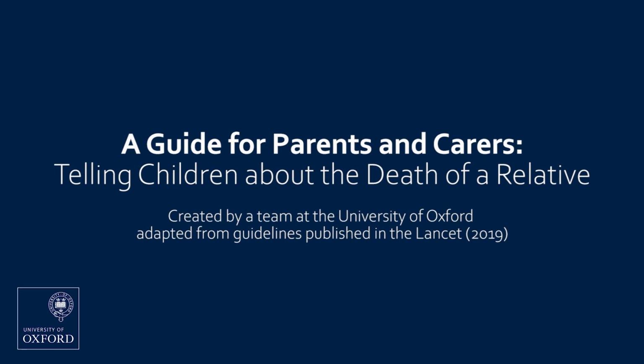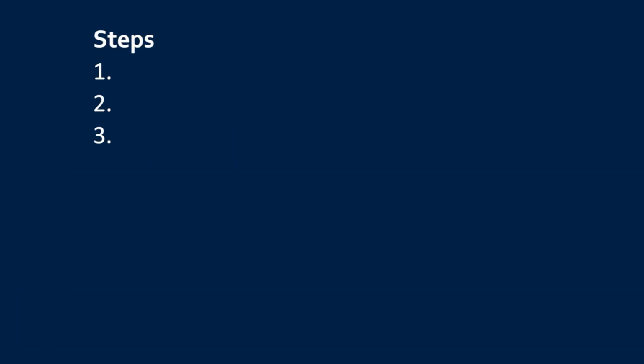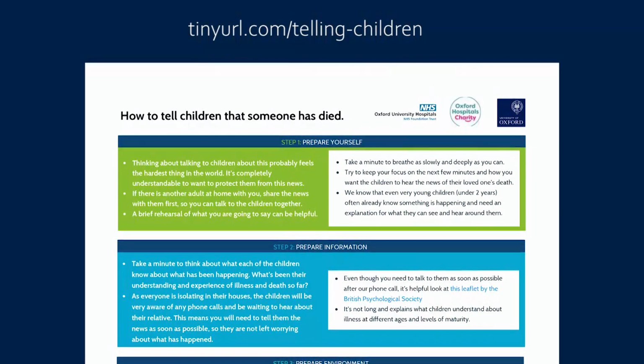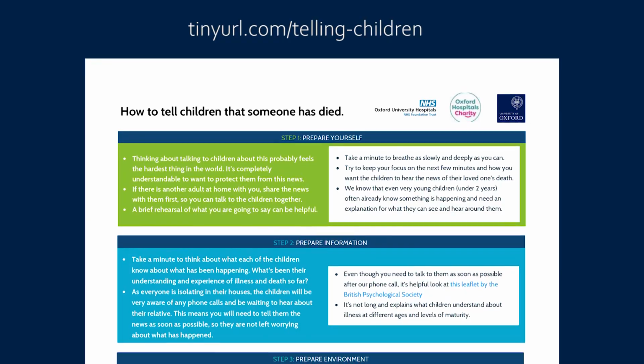This is a guide for parents and carers to take you step by step through the process of telling children about the death of a relative. There are 9 steps, and we'll take you through them one by one. This video is supported by a written guide, which you can access by following this link.